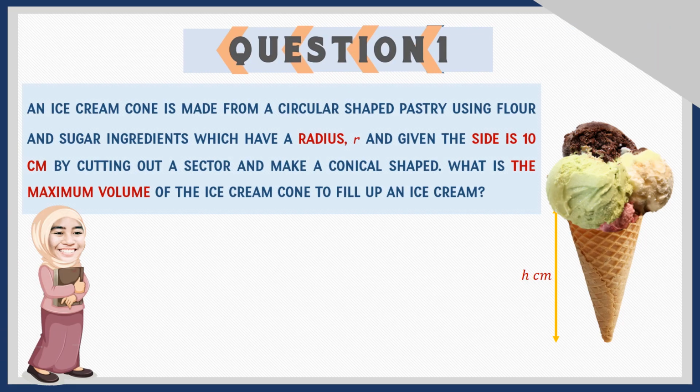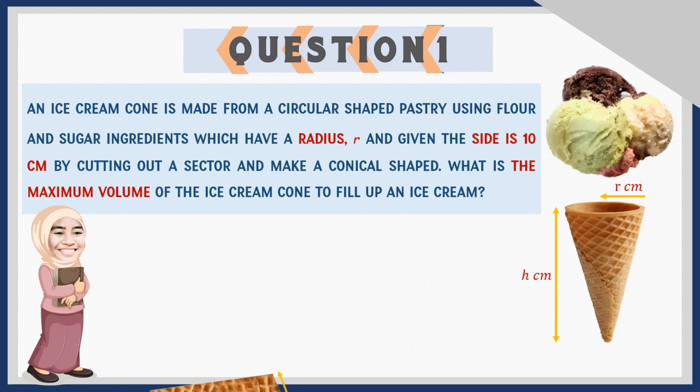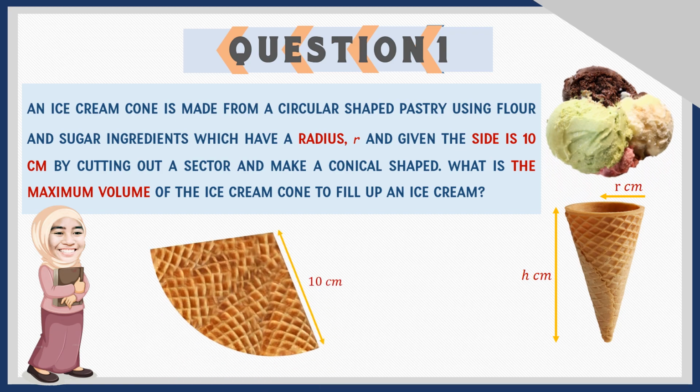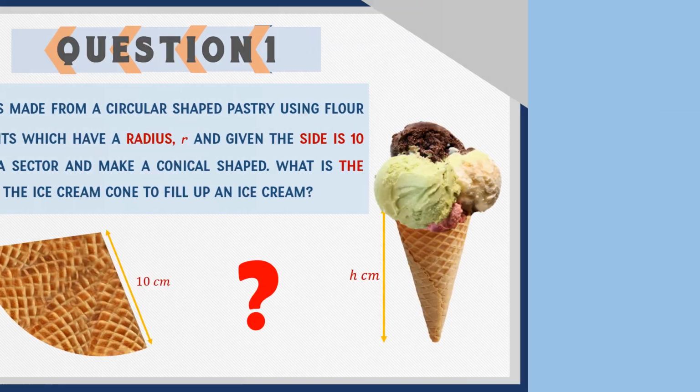Question 1. An ice cream cone is made from a circular shaped pastry using flour and sugar ingredients, which has a radius, and given the side is 10 cm, by cutting out a sector and making a conical shape. What is the maximum volume of the ice cream cone to fill up with ice cream?